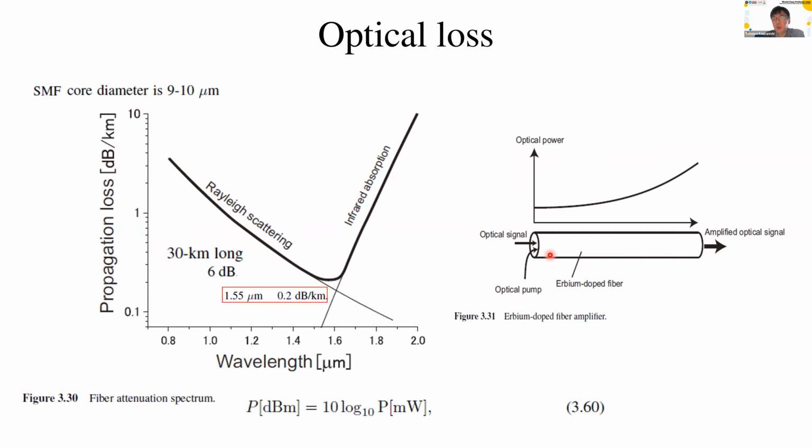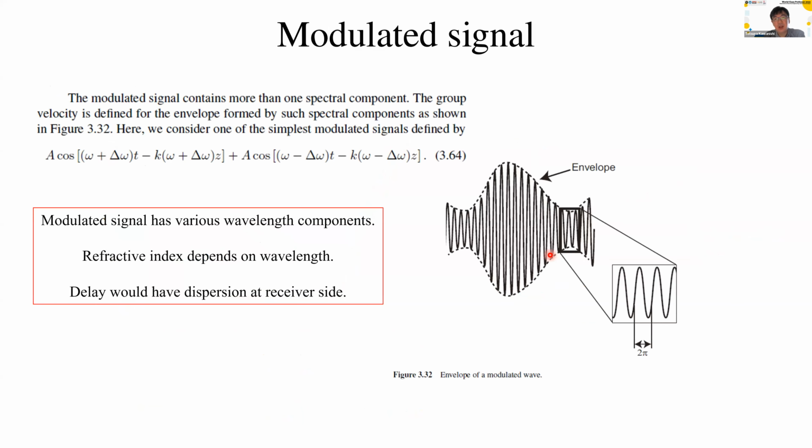Maybe you learned somewhere that by using the stimulated emission, we can get an amplified optical signal. This is the basics of the optical loss and the amplification. And here, I would like to talk a little bit about the signal modulation.